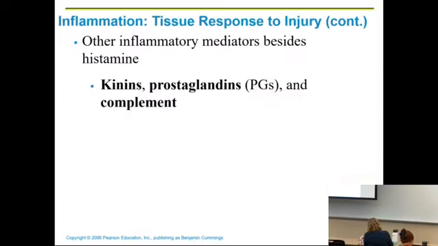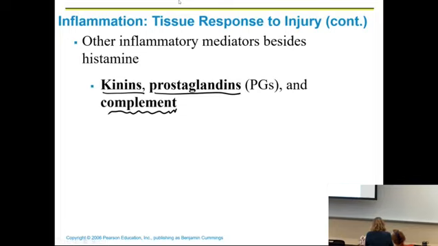All right, so we talked about certain types of chemicals that can be released that can be inflammatory, right? These are just a few others. Prostaglandins are found in many different tissues that can be released when the tissue is damaged. Kinins, there's different types of kinins that, again, can be released by cells as a response to damage or infection. This one's interesting: complement.